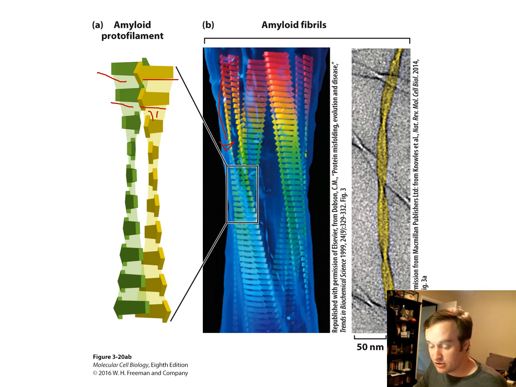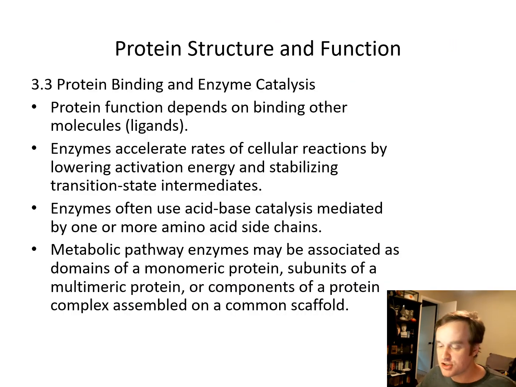And so if we were to look under a microscope at some brain tissue of an Alzheimer's patient, what we would see are these long fibrous plaques that have accumulated in these patients, and that's what leads to the phenotypes of Alzheimer's disease. So let's talk a little bit here about protein binding and how enzymes work and catalysis.